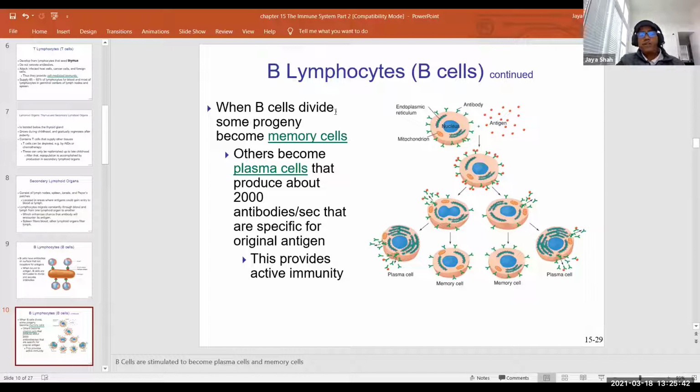So when a B cell divides, some progeny become memory cells, like this one, and others become plasma cells that produce about 2,000 antibodies per second.